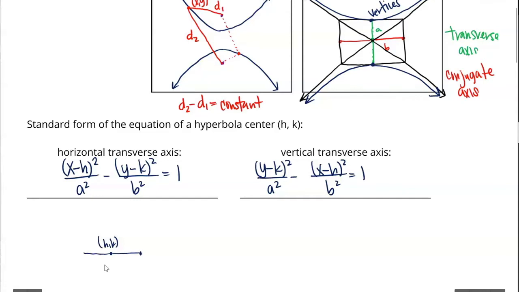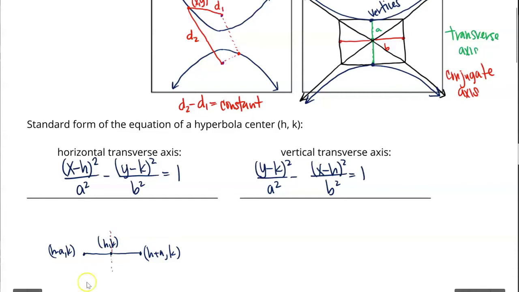So this point over here would be h plus a, comma k, and the point on the left would be h minus a, comma k. Those are going to be the vertices of the hyperbola. And then we would also have the b values.